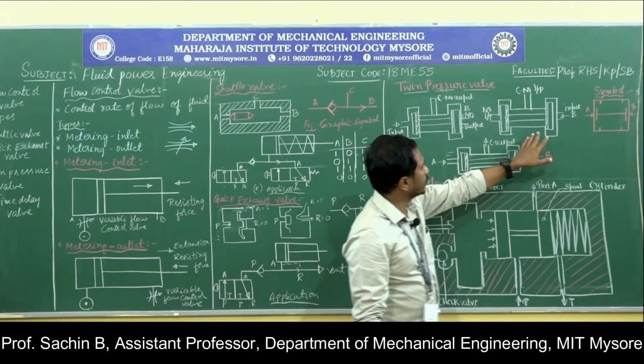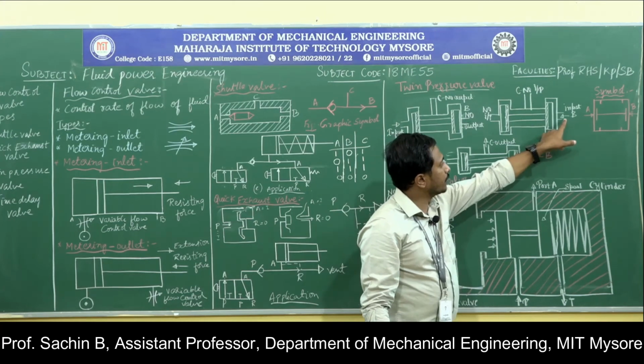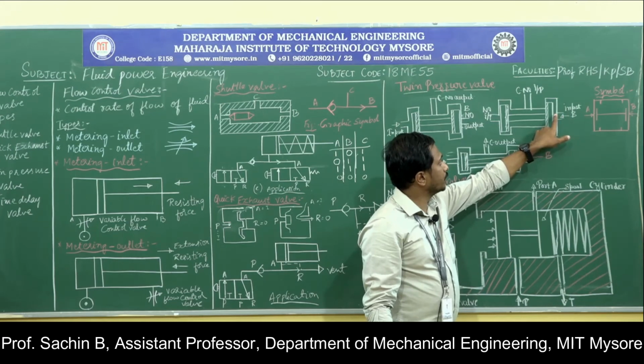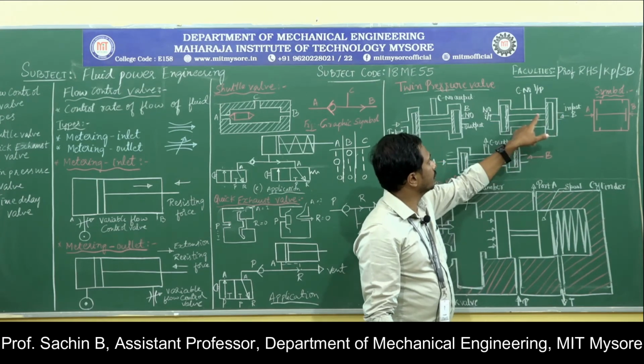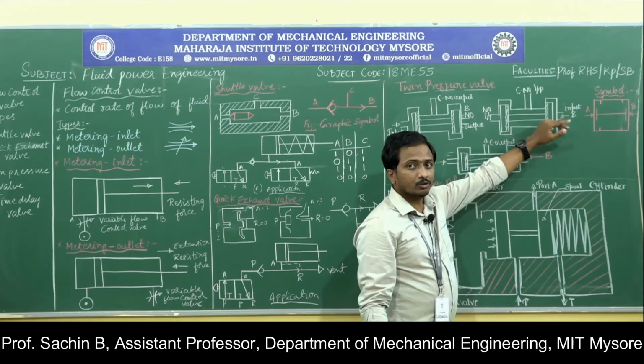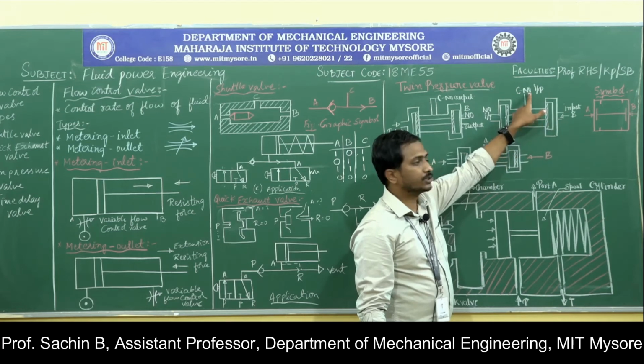Again I will come to the second case. You can observe here, if I supply the fluid flow from port B, the air will move the spool, but again it will get restricted at this end. Meaning there is no movement of flow of fluid from port B to the C outlet.